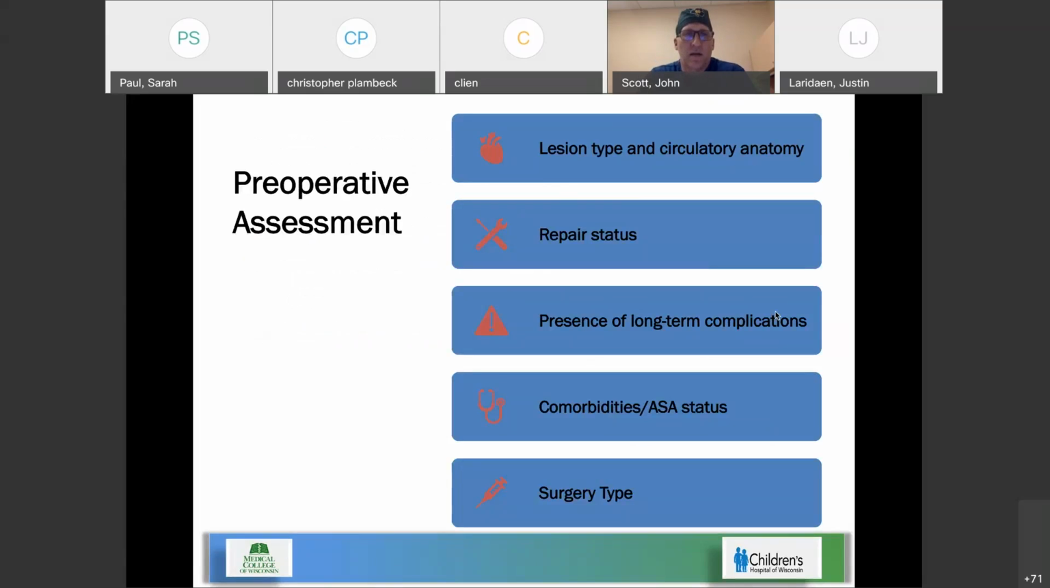When we talk about a preoperative assessment for a patient with congenital heart disease, it's important to first and foremost think about what the lesion is and the circulatory physiology. Then you want to consider what the repair status is. You want to examine whether there are long-term complications of the congenital heart disease. It's important to think outside of just the cardiovascular system and recognize what other comorbidities are present that affect the ASA status. And then the type of surgery is also an important consideration.